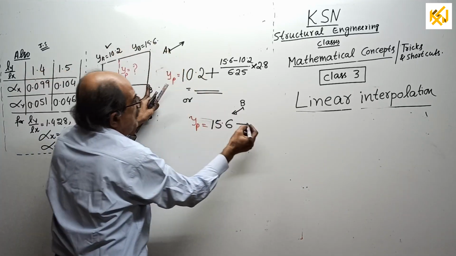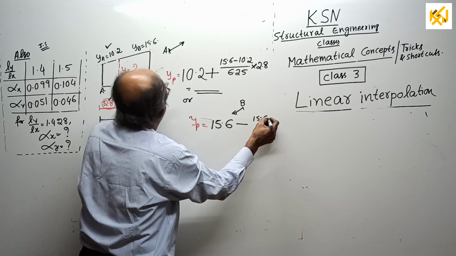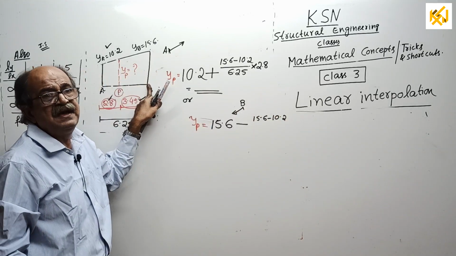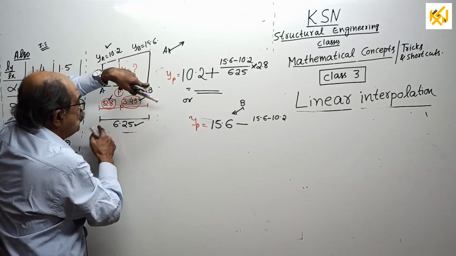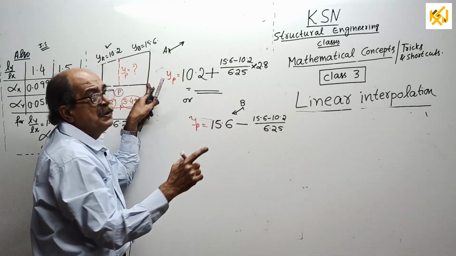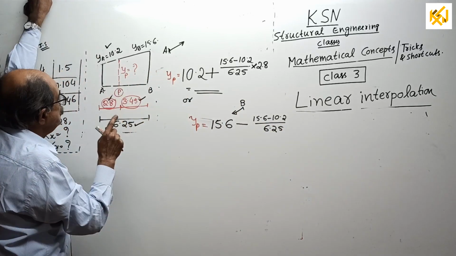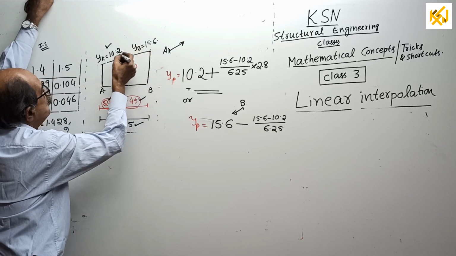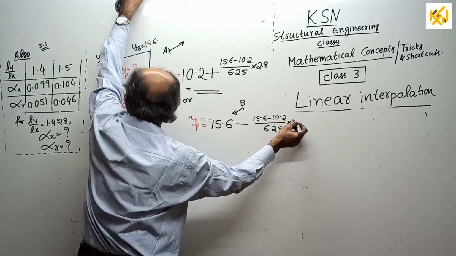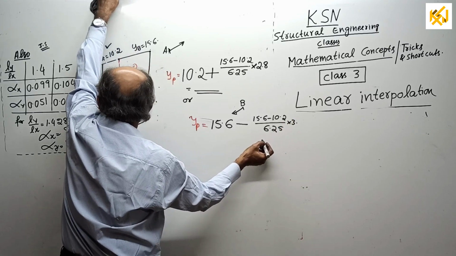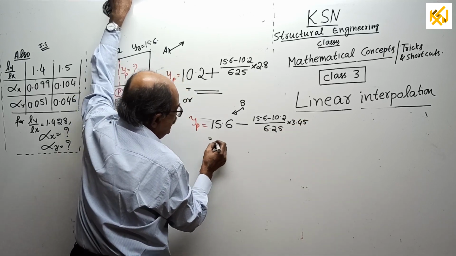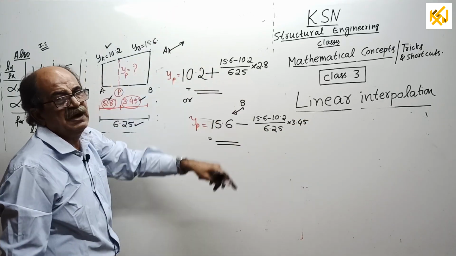15.6 minus 10.2. I will ask the students, what is that one? Sir, that is the total decrease. Tell me, that is the total decrease for what length? Sir, 6.25. Divide by 6.25. What you get? How much is the decrease per unit length? But you want the decrease from here only up to here. So what you do? Multiply by 3.45. Is 3.45 correct? I think 3.45 is correct. I think not. See, sometimes because of a print mistake, a wrong number can come. I think most probably correct.